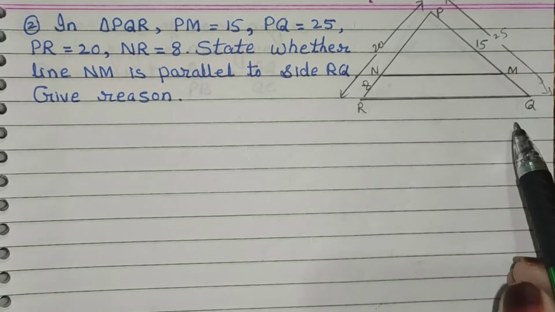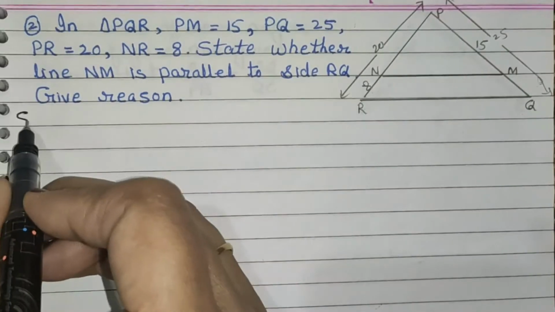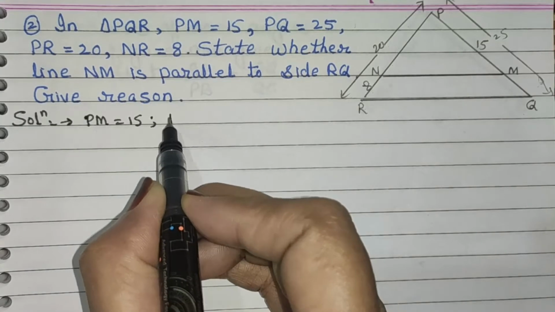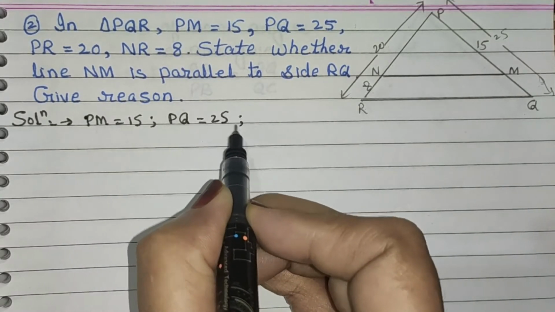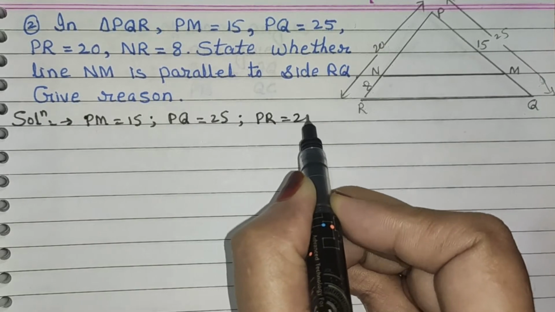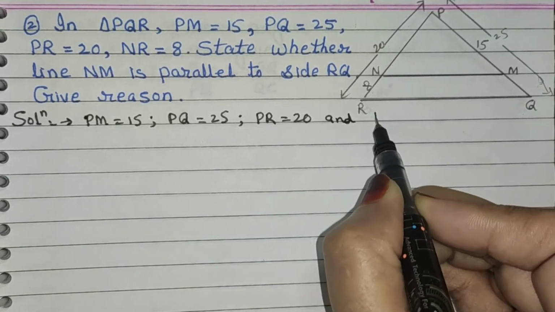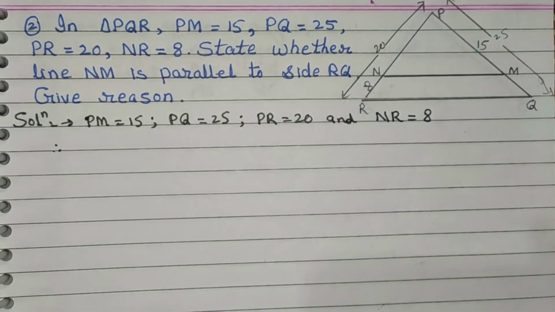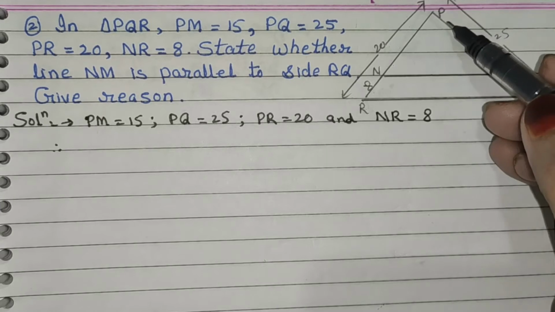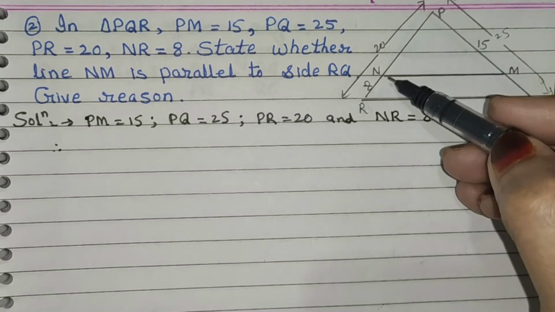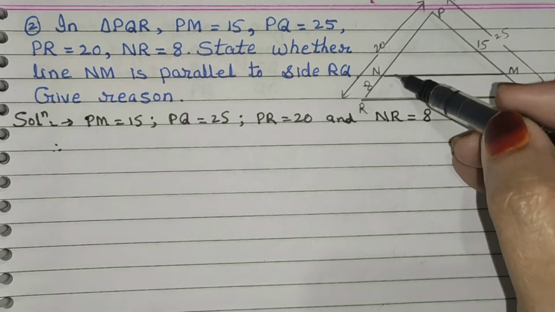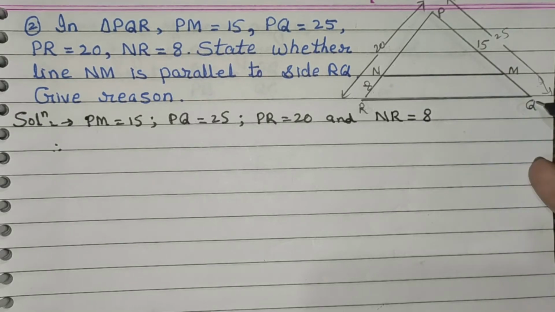Look at the figure carefully. Now write down here what is given. PM is equal to 15, PQ is equal to 25, PR is equal to 20 and NR is equal to 8. Now look at the figure. If we prove that PN upon NR is equal to PM upon MQ, then we can say that NM is parallel to side RQ.